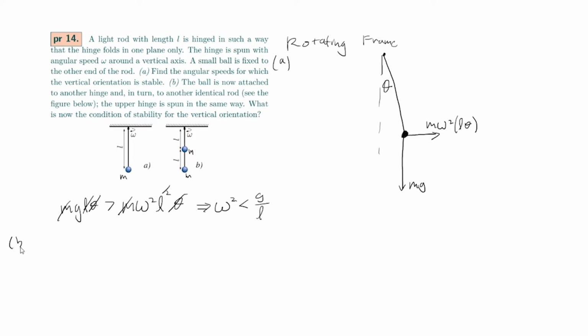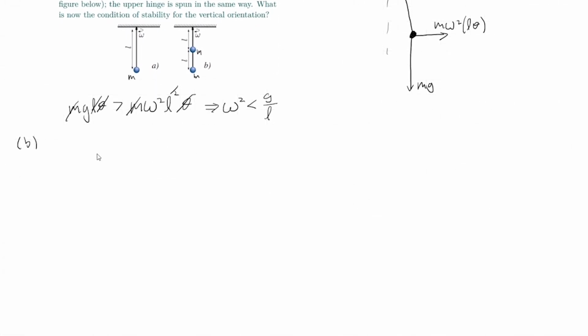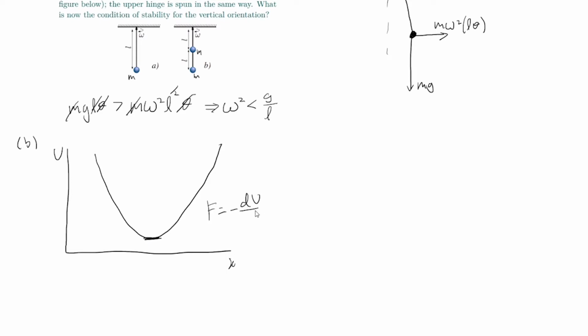And now let's do part B. So part B is a little bit more tricky. Since we have 2 degrees of freedom here, it's going to be hard to analyze forces. So the way we deal with this problem is we use energy, and I believe I discussed this in a previous video. But if we plot potential energy versus x, let's say it's something like this, then these local extrema are the points of equilibrium, because F is equal to negative dV/dx.